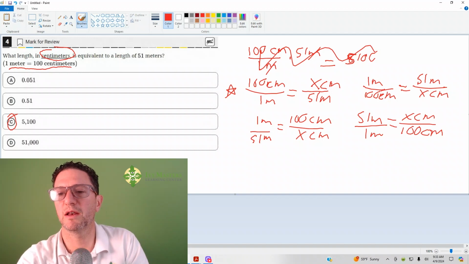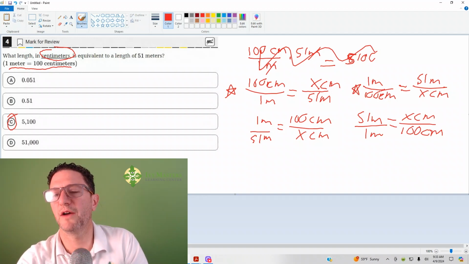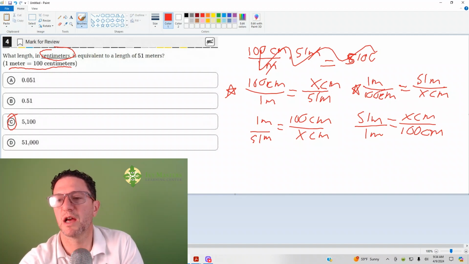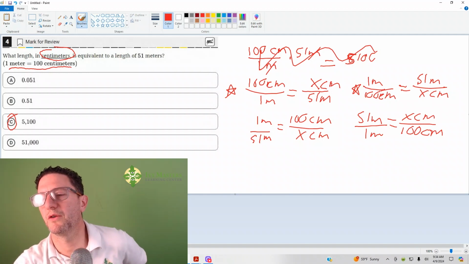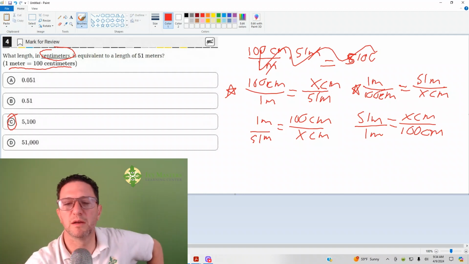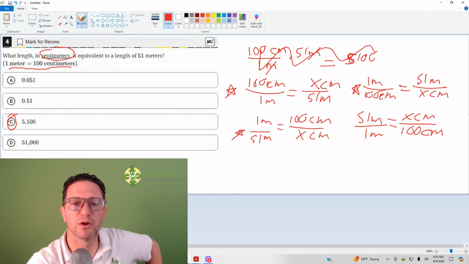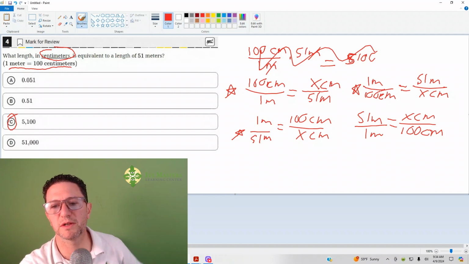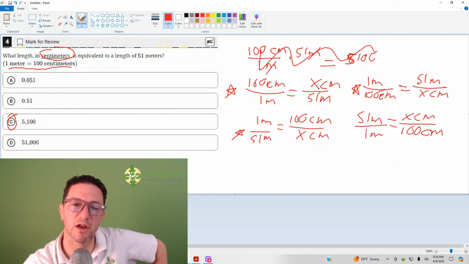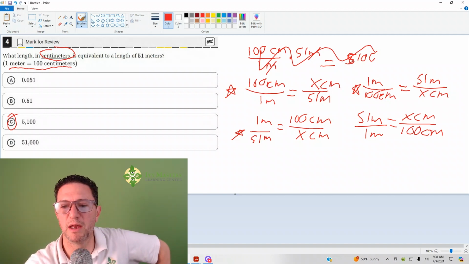If we look at this second proportion over here, the left side has a relationship because 1 meter equals 100 centimeters. Tops have a relationship, they're both meters. Bottoms have a relationship, they're both centimeters. Right side has a relationship because 51 meters equals how many centimeters? Looking at this proportion, left side has a relationship, they're both meters. Right side has a relationship, they're both centimeters. Tops have a relationship because 1 meter equals 100 centimeters. Bottoms have a relationship because 51 meters equals how many centimeters?